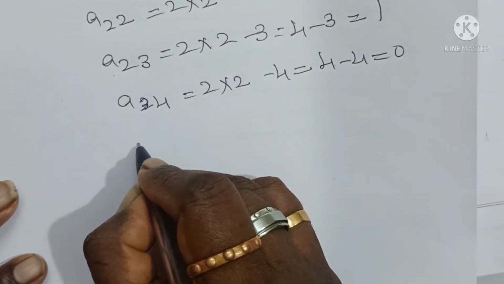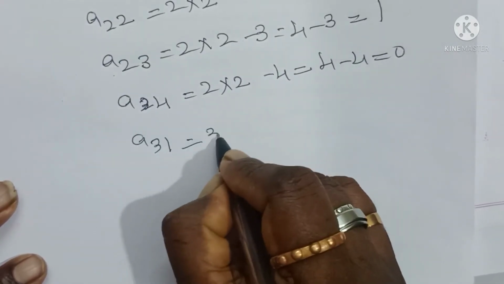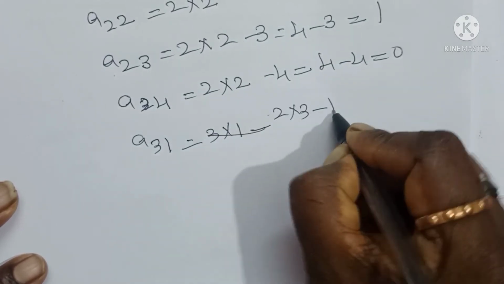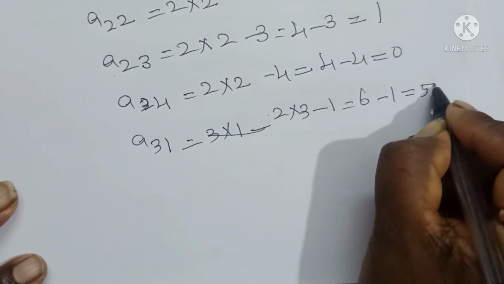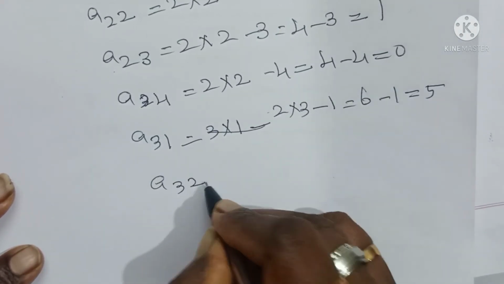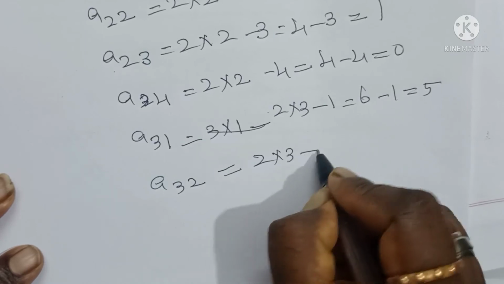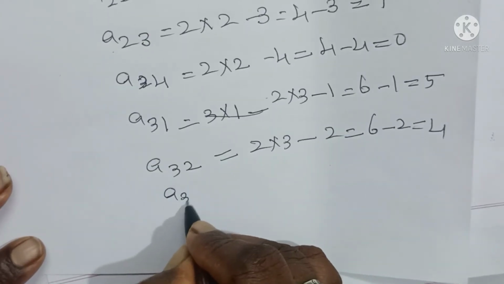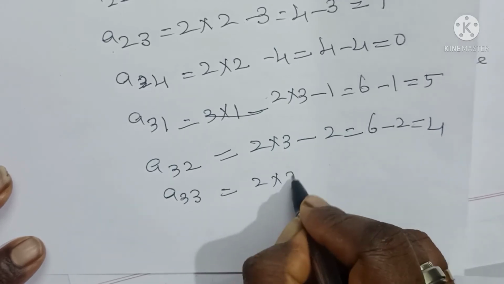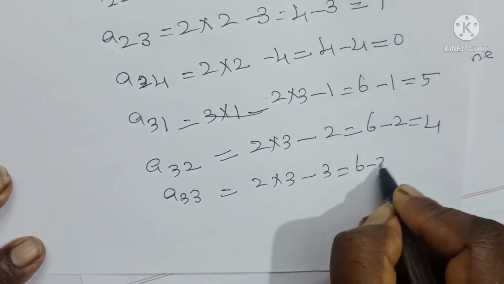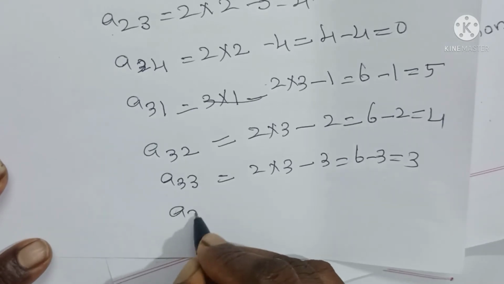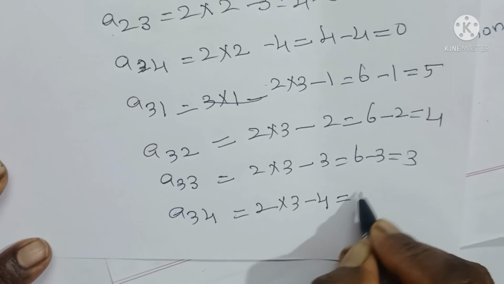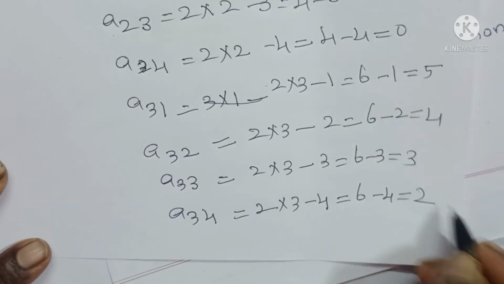Then the third row: A31 is 2 into 3 minus 1, which is equal to 6 minus 1, which is equal to 5. Then A32 is equal to 2 into 3 minus 2, which is equal to 6 minus 2, which is equal to 4. Then A33 is equal to 2 into 3 minus 3, which is equal to 6 minus 3, which is equal to 3. Then A34 is equal to 2 into 3 minus 4, which is equal to 6 minus 4, which is equal to 2.